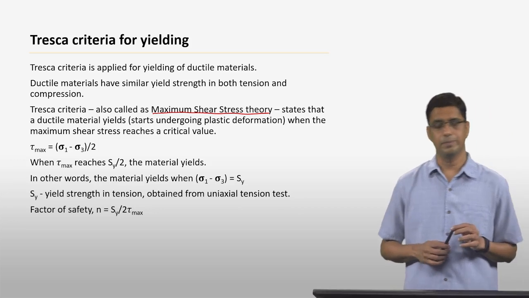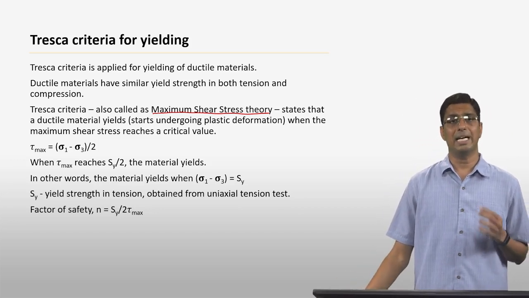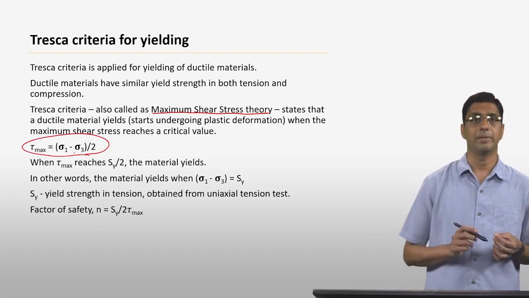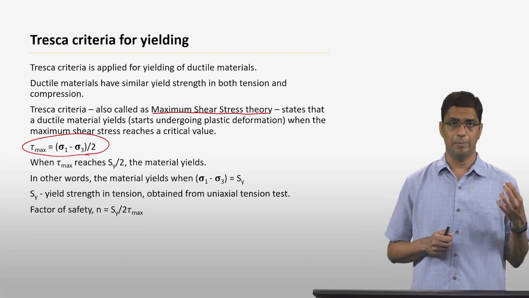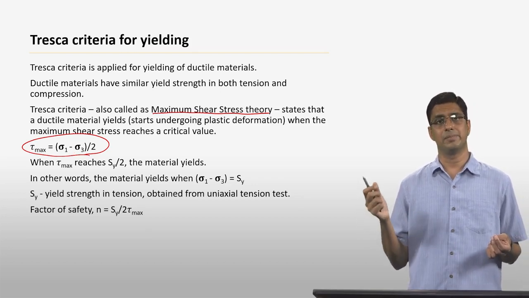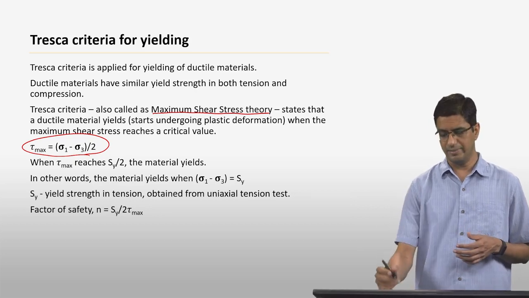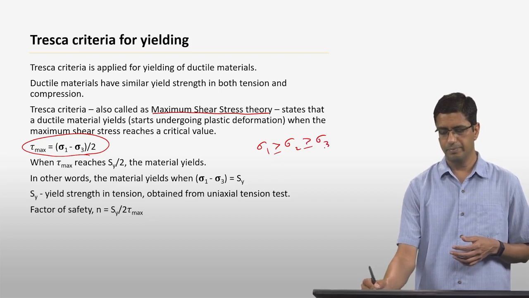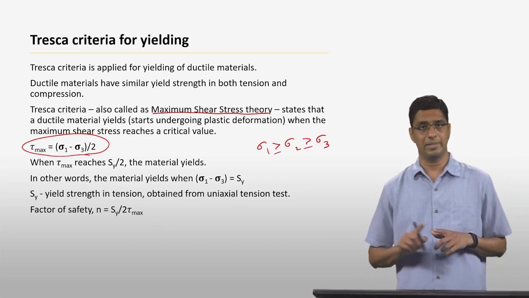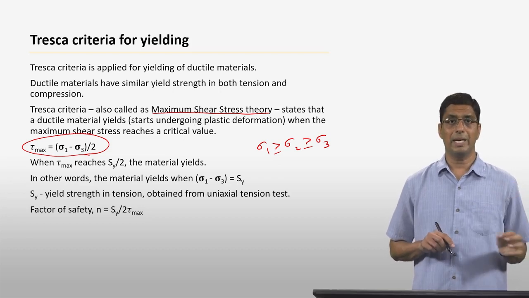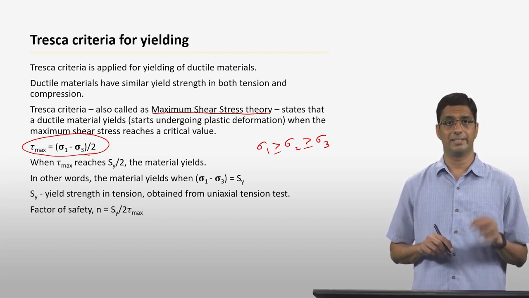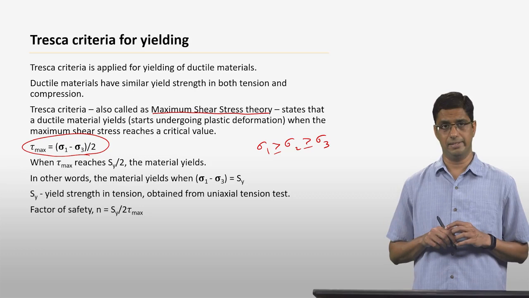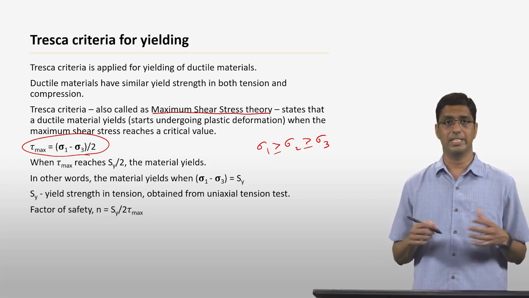So what is this critical value? If you recall, the maximum shear stress at a point is given by sigma 1 minus sigma 3 divided by 2, where sigma 1 is the principal stress number 1 and sigma 3 is the principal stress number 3, and you always order them in such a way that sigma 1 is greater than or equal to sigma 2, which is greater than or equal to sigma 3. So tau max is (sigma 1 minus sigma 3) divided by 2. The maximum shear stress criterion, the Tresca criterion, essentially says that when this tau max reaches Sy divided by 2, the material yields. So what is this Sy?